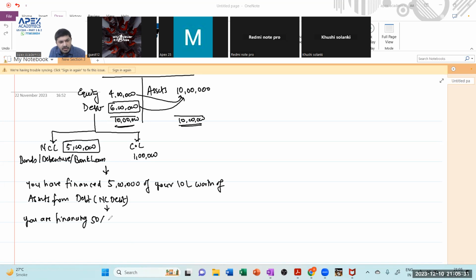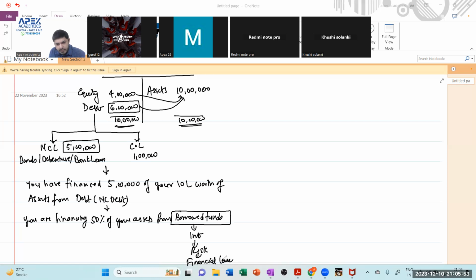Therefore, can I say that you are financing 50% of your assets from borrowed funds, and on these borrowed funds you are paying an interest. Because of this there is a risk, and because of this there is a financial leverage. Agreed or disagreed? Because of that there is a financial leverage. Why? Financial leverage is a measure of risk. This is risk of a financial nature.